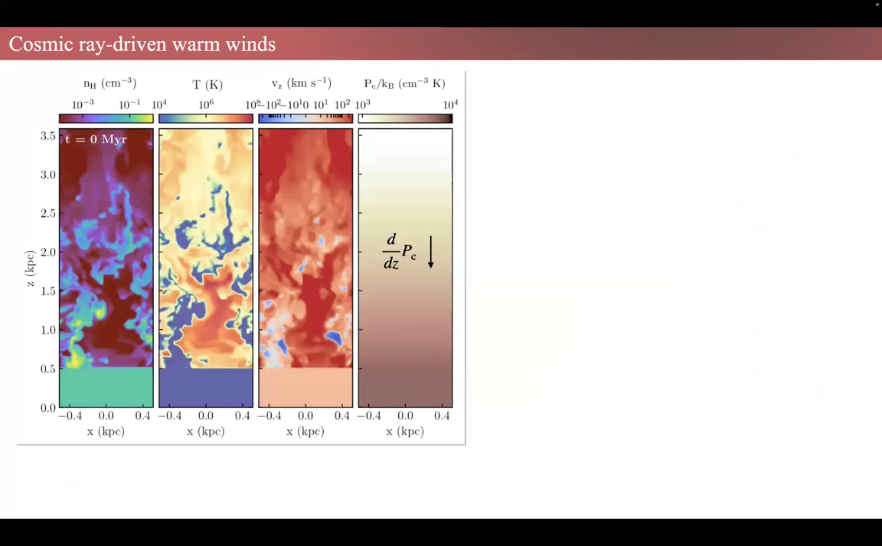Now, moving to the case where a warm and slow-moving wind is injected from the bottom of the simulation box. So the injected gas has a temperature of 10^4 K and a velocity of about 10 kilometers per second. So it's warm and slow-moving.